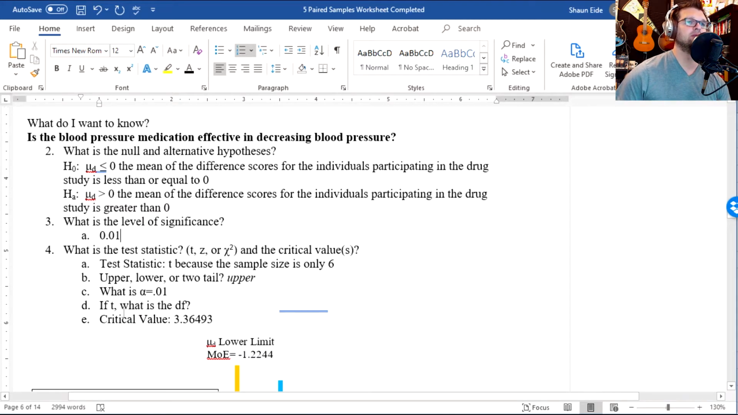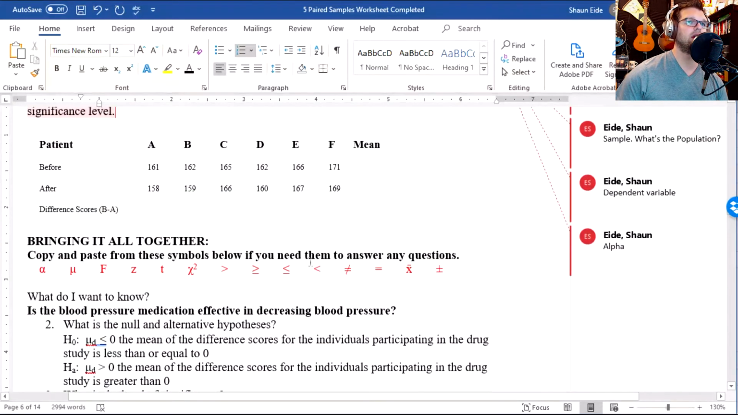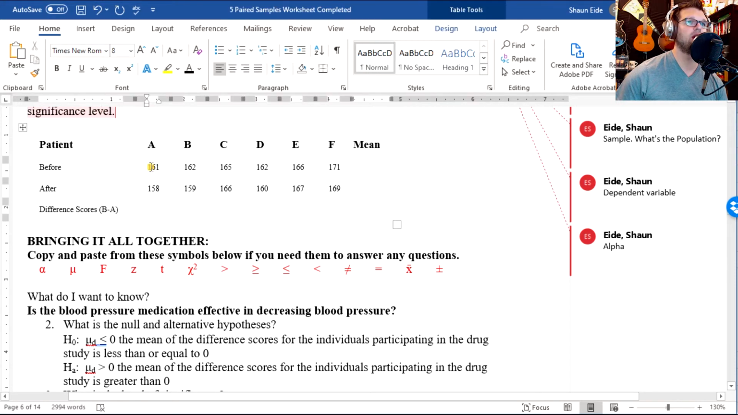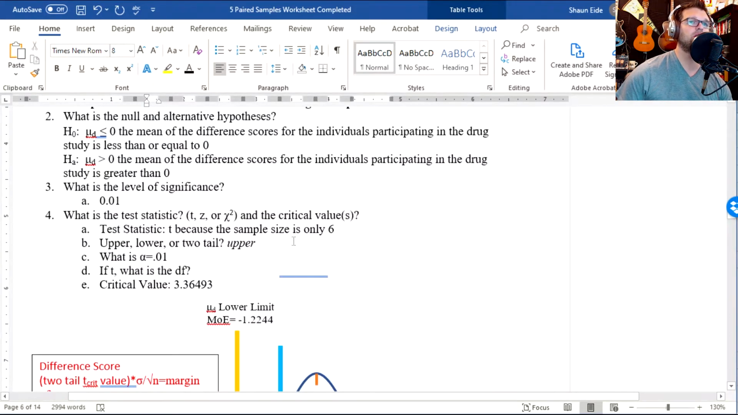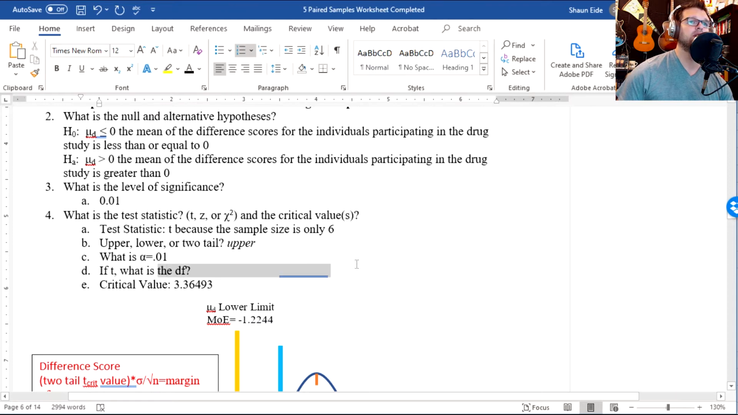And then if T, what is the degrees of freedom? Degrees of freedom, so this is really a little bit of a departure from the independent. With the independent, what you would have is, you've got 6 before, 6 after, and then you would subtract 2 for the number of categories that you have. But we have a paired, and so for a paired, you take the number of the difference scores minus 1. So there are a total of 6 difference scores minus 1. And so the degrees of freedom is 5.